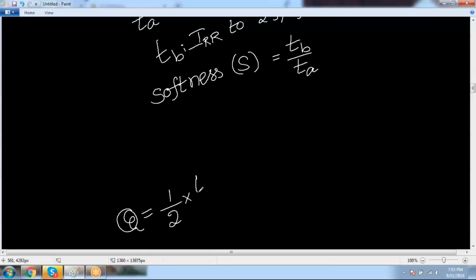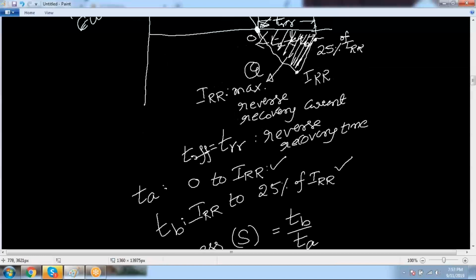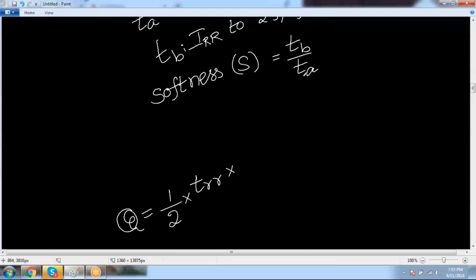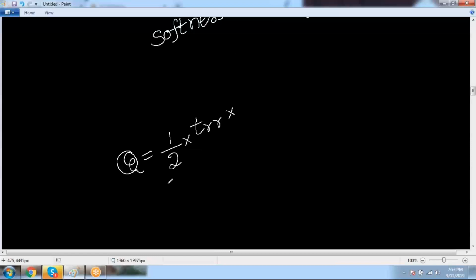half into base into height. What is the height of the triangle? That is IRR. So Q is equal to half into TRR into IRR. If you know the TRR and you know the IRR, you can easily calculate the charge.